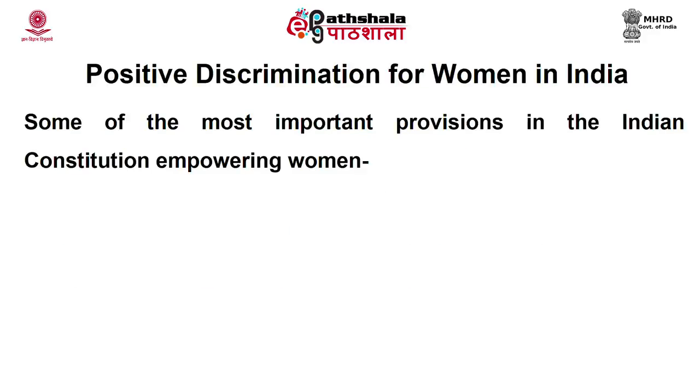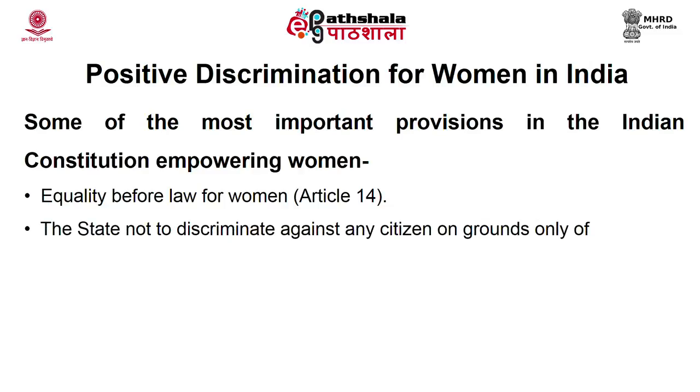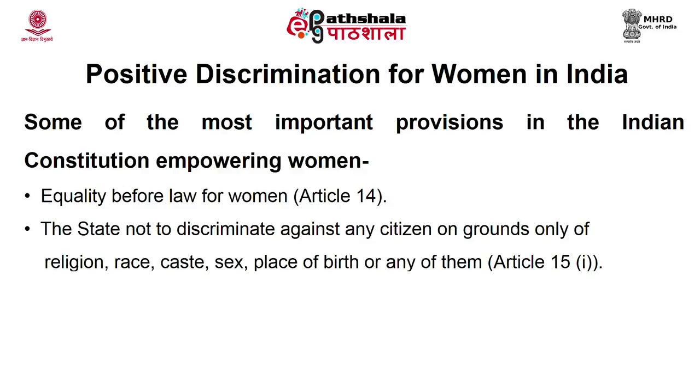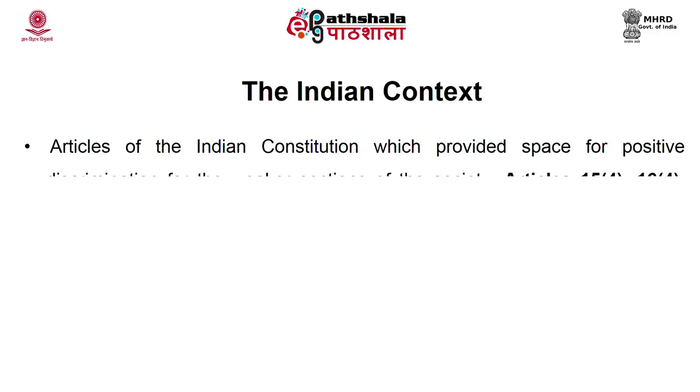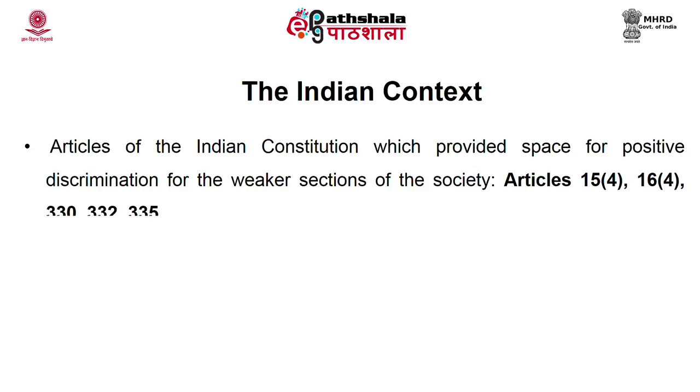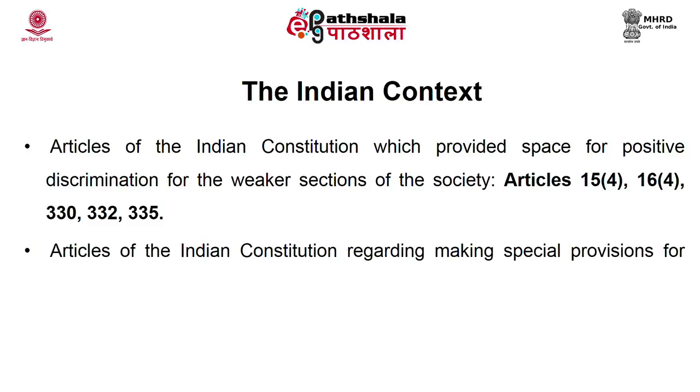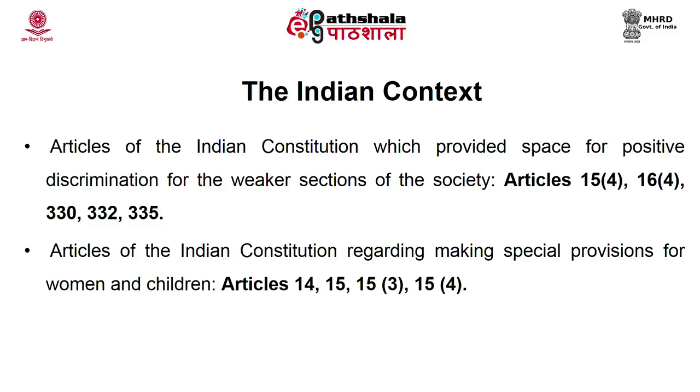The constitution makers, while ensuring equality before law and equal protection of law and prohibiting discrimination against any citizen on grounds of religion, race, caste, sex, place of birth, provided space for positive discrimination for the weaker sections of society via Articles 15(4), 16(4), 330, 332, 335, and making special provisions for women and children through Articles 14, 15, 15(3), and 15(4). The principle of legislative seat reservations for scheduled castes and scheduled tribes was enshrined in the 1950 Constitution. The Constitution also allowed for positive discrimination to assist other backward castes.